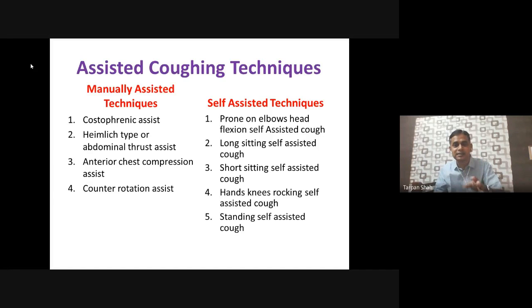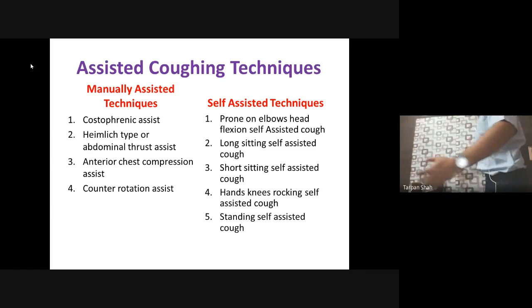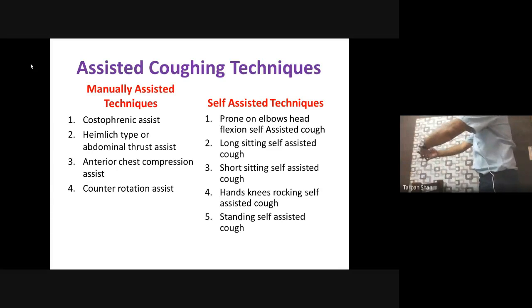Now the manually assisted techniques are four: costophrenic assist, Heimlich type assist or anterior abdominal thrust, anterior chest compression assist, and counter rotation assist. Now, I'm going to demonstrate one technique called the Heimlich type assist or the anterior abdominal thrust. In the Heimlich type of assist, you need to stand behind the patient in the standing position and keep the hand on the patient's abdomen like this.